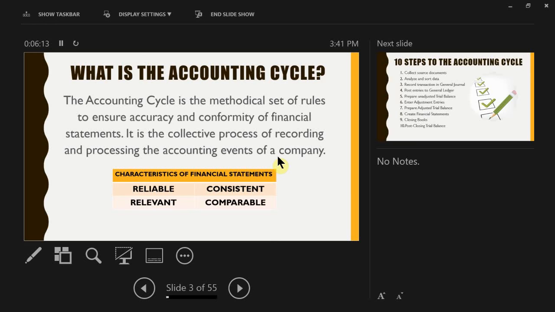Not only does that matter for external users, internal as well. Like I've mentioned before, if you're being consistent with a specific method, you can compare your profits from month to month to month, right? Making sure that you can create your profit margin, right? So those are the characteristics of your financial statements, that they must hold these four characteristics.